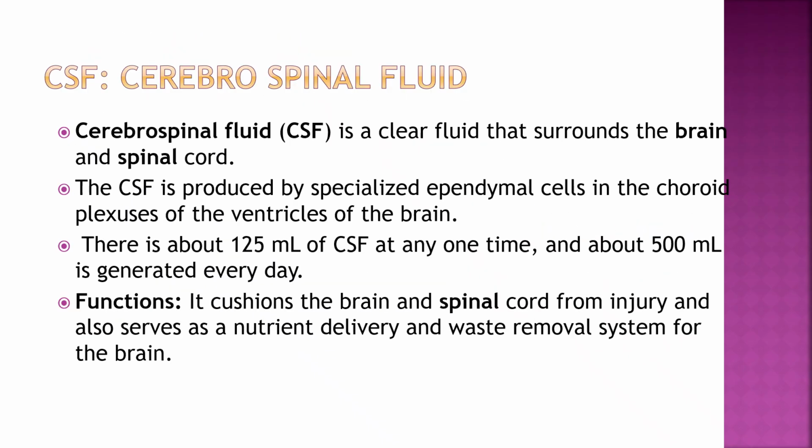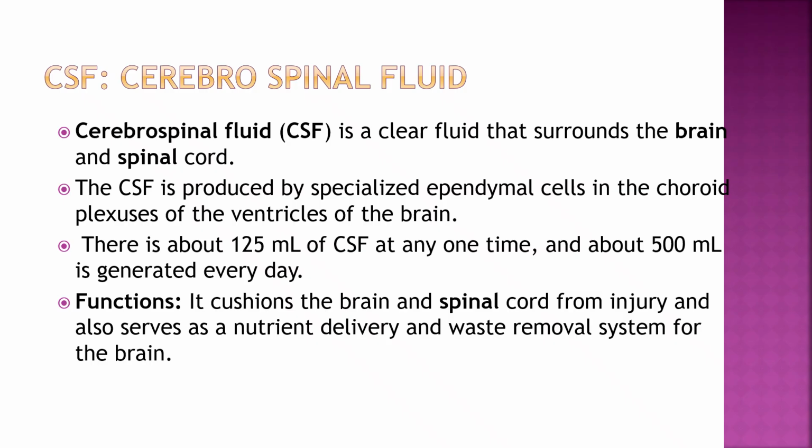Now let's study cerebrospinal fluid. So it is a clear fluid that surrounds the brain and spinal cord. So this CSF is produced by specialized cells, that is ependymal cells, present in the choroid plexus of the ventricles of the brain. And about 125 ml of CSF at 1 minute is produced, and about 500 ml is generated every day. The function of cerebrospinal fluid is to protect brain and spinal cord from the injury.